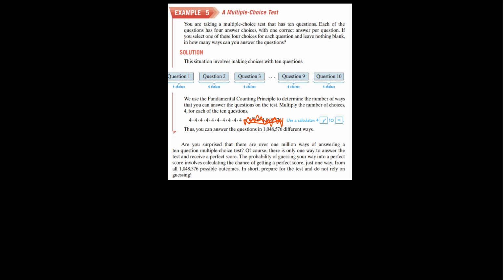But if we have 10 questions, and each one of those questions has 4 choices, then you just do 4 times 4 times 4 times 4 all the way to 10. And of course, 10 fours multiplied by one another, we know as simply 4 raised to the 10th power, or 1,048,576. And so there are that many ways to answer a multiple choice test.